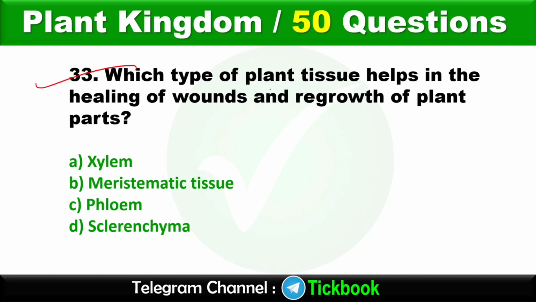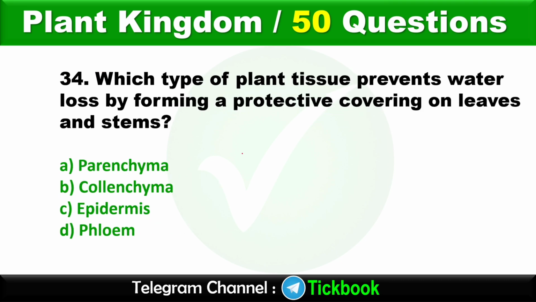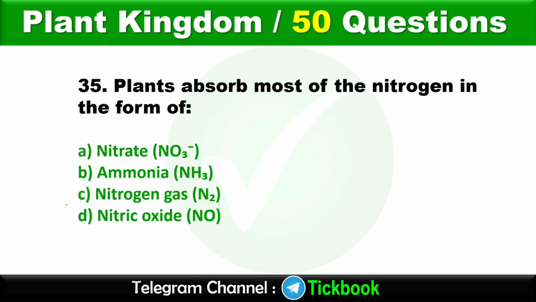33. Which type of plant tissue helps in the healing of wounds and regrowth of plant parts? Option number B is the right answer, meristematic tissue. 34. Which type of plant tissue prevents water loss by forming a protective covering on leaves and stems? Option number C is the right answer, epidermis.